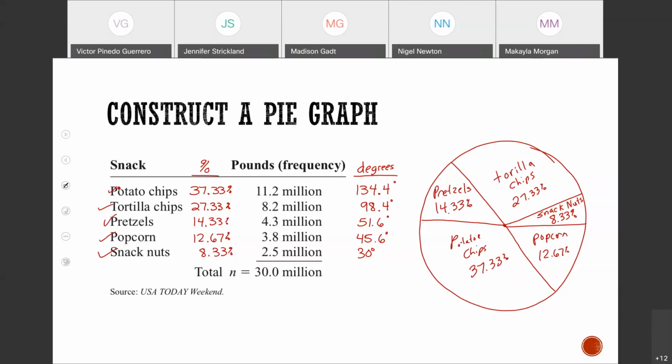Okay, any questions? So when we're doing that, we go by the degrees. Go by the degrees to help you measure the piece. And then use the percents on the labels. So this part is for the labels, and this part helps you draw the pieces.